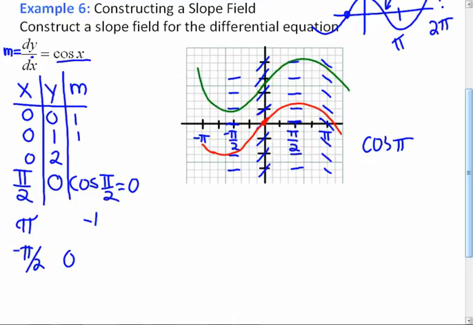Okay, so that's all the C does. That's why you always add the C, because you don't know where this function is in the plane. Okay, so let's try some off your worksheet.